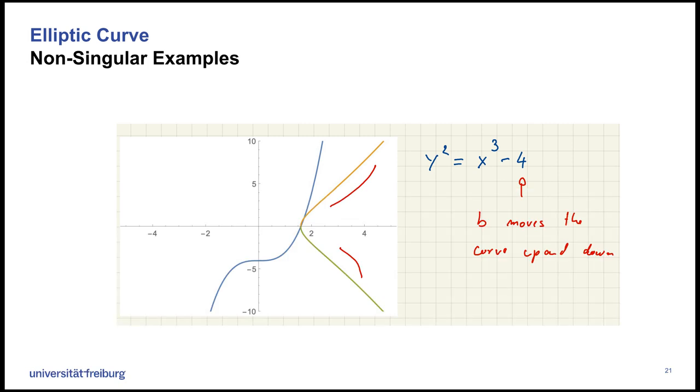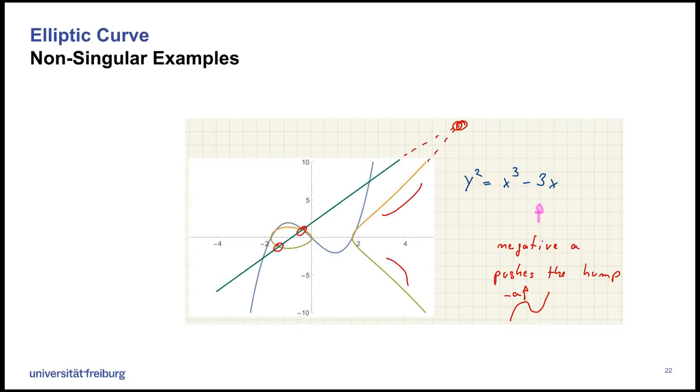So this is one example of a non-singular example which you have seen. Now the question is, what do we do with elliptic curves? The idea is the following. If you look at these elliptic curves and you draw a line, what happens is basically you're making a new equation.